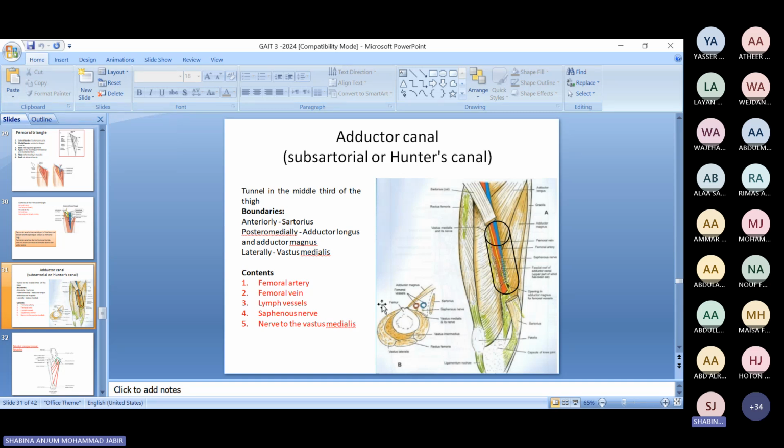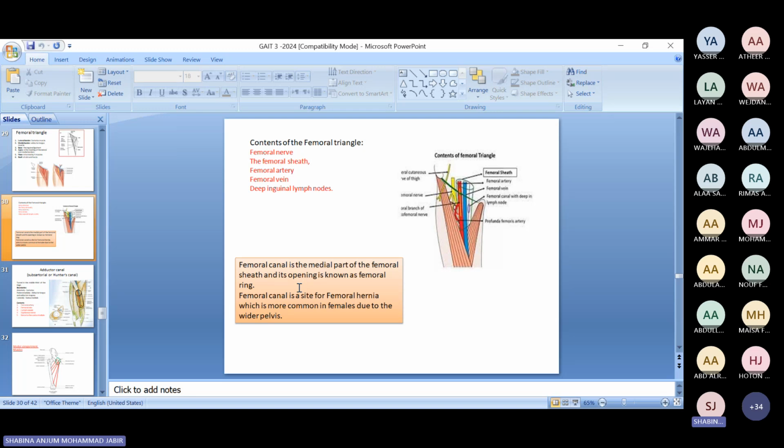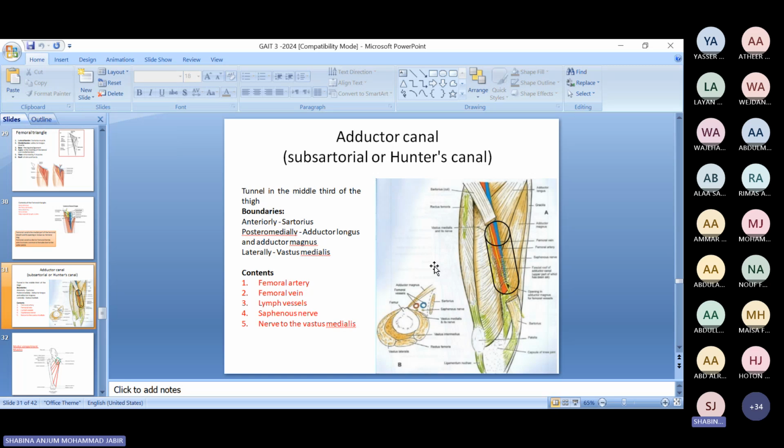But you will ask, where is the femoral nerve here? Is it present? No. Why? Because the femoral nerve is already divided into anterior and posterior divisions and its branches in the femoral triangle. So it will not come into the adductor canal. Only the branches of it will come, which are the saphenous nerve and nerve to vastus medialis.